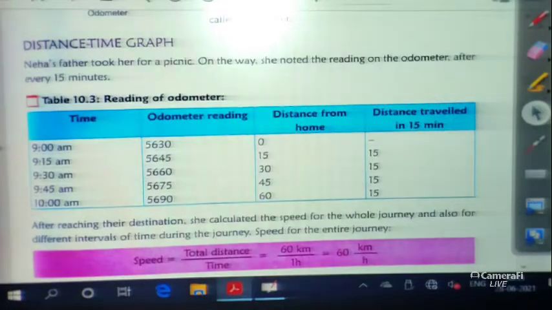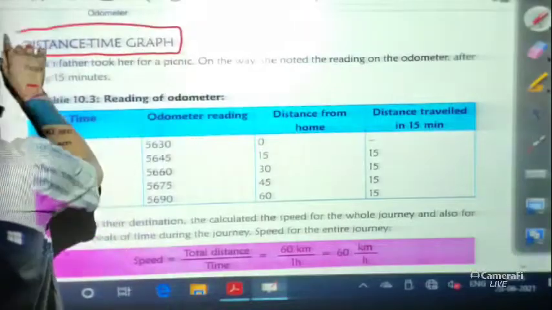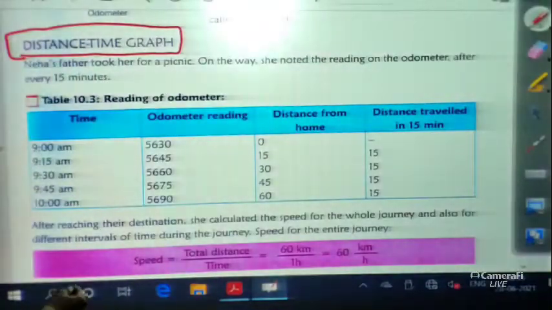Now students, in today's class we are going to discuss a few things. First of all we will discuss the distance time graph. You can see here, distance time graph. So let us start with this very important portion. Now just have a look.